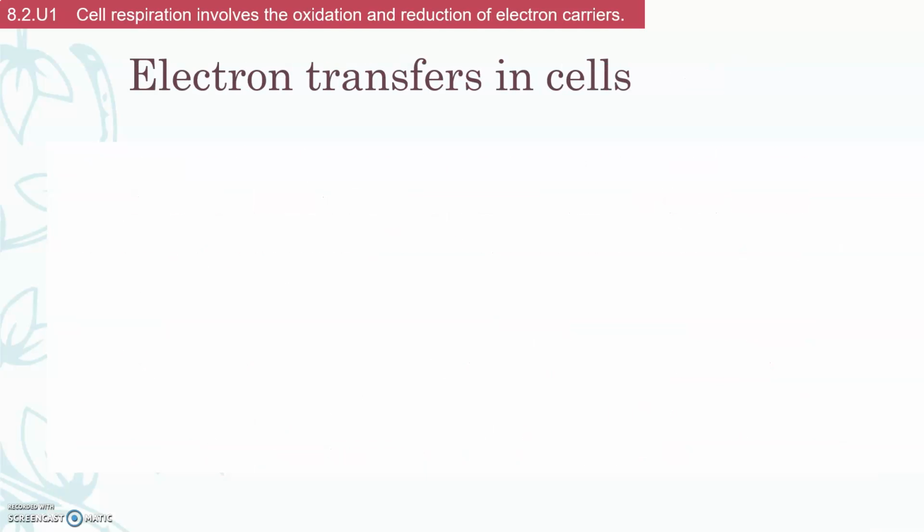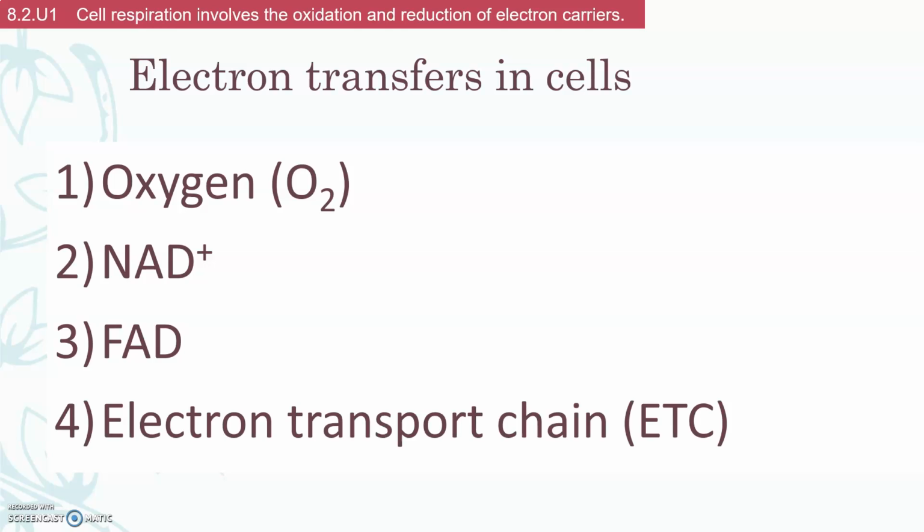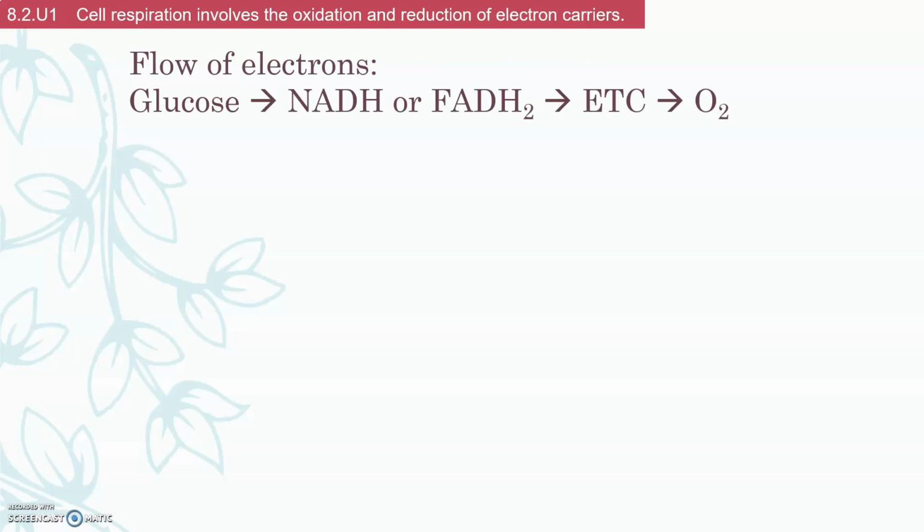We're going to see a number of different molecules in cellular respiration that are going to be involved in electron transfers in cells. One of these is going to be oxygen. Another will be NAD+, which is very similar to the NADPH molecule that we looked at in photosynthesis. FAD, and another electron transport chain. The order of electrons will go from glucose, the glucose produced through photosynthetic reactions, to NADH or FADH2, to an electron transport chain, and then finally the ultimate electron acceptor will be oxygen.